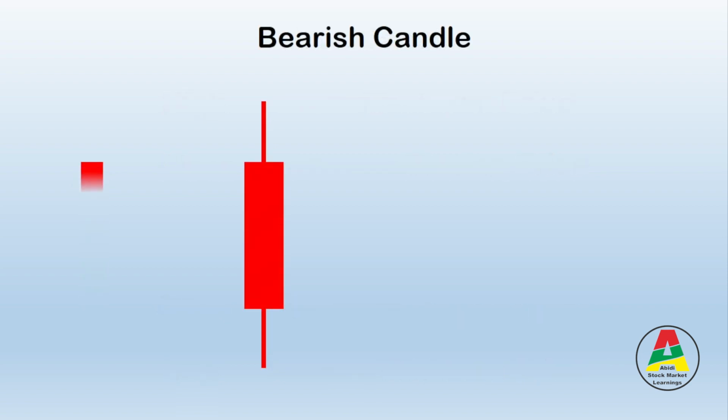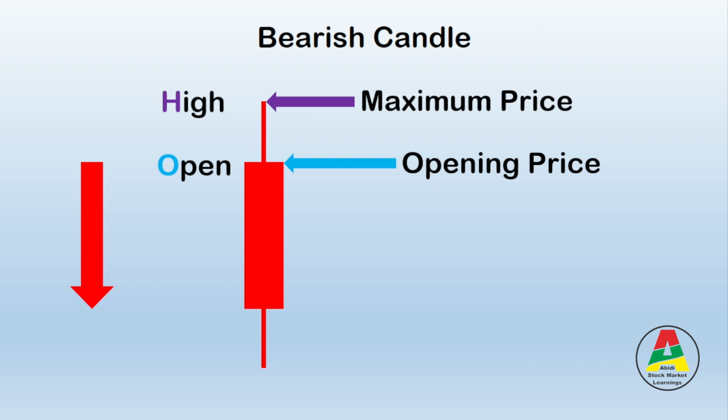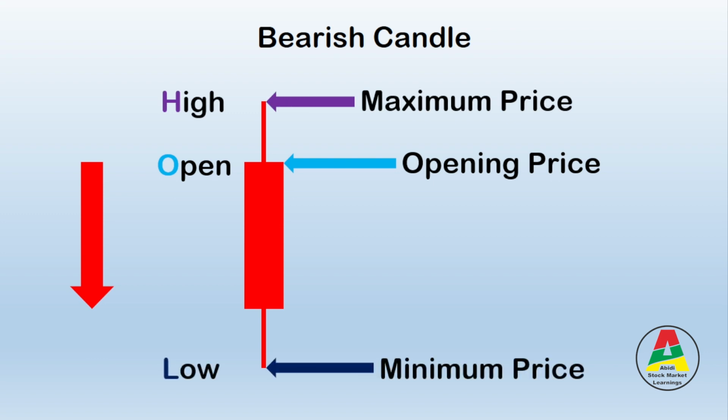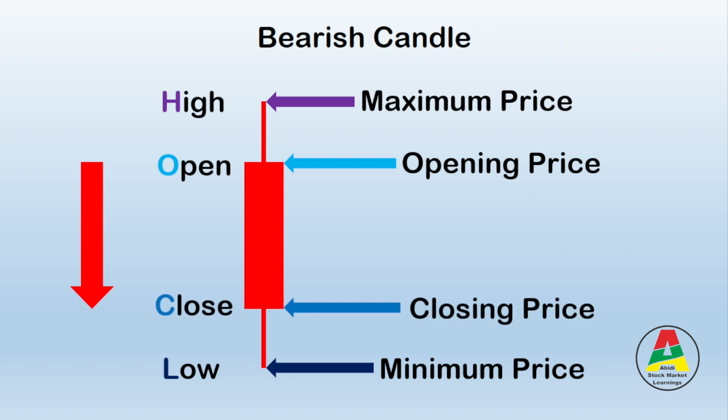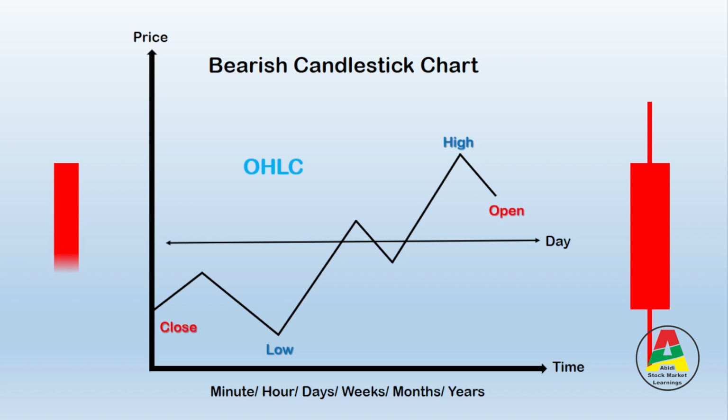In the bearish candle, the opening price appears as open, the maximum price appears as high, the minimum price appears as low, and the closing price appears as close. This is the graphical representation of OHLC for the bullish candlestick chart. This is the graphical representation of OHLC for the bearish candlestick chart.